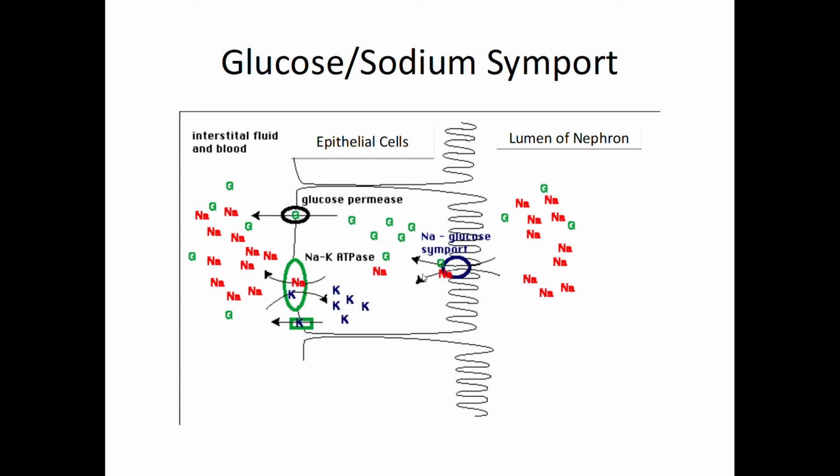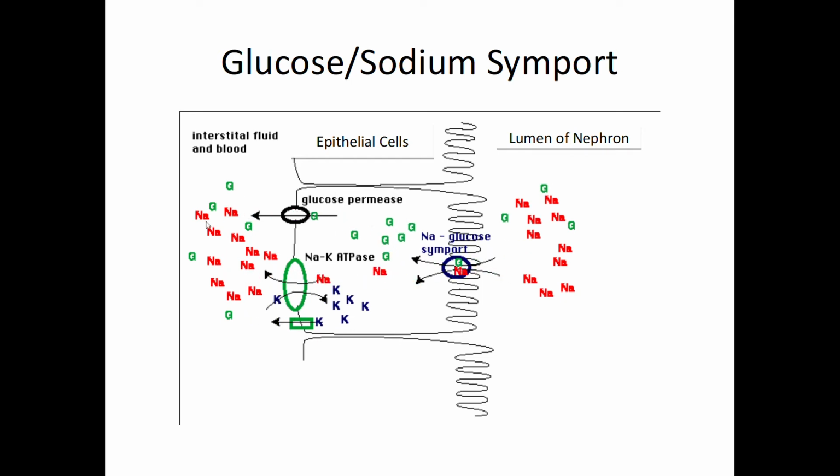Now we have a sodium glucose symport, and that is not going to use ATP, but it's going to allow sodium to fall down its concentration gradient from the lumen of the nephron into the cell and pull glucose up its concentration gradient at the same time. So it's using the energy of sodium going down its concentration gradient to pull glucose up its concentration gradient. And that brings sodium and glucose into the cell, both of them coming out of the lumen of the nephron.